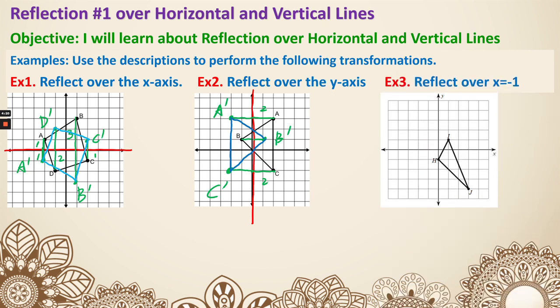Next, example 3. This time we are reflecting over the line x equals -1. Again, x equals means the line is going through the x-axis. So x equals -1 is right here. Now it's time to draw some helping lines to generate the image. H is 1 away, so extend 1 more. That is my H prime. I is 2 away, extend 2 more. So that is my I prime. J is 1, 2, 3, 4 away. Extend 1, 2, 3, 4. That is my J prime. Lastly, I just need to connect them. I prime to H prime to J prime, and J prime back to I prime. That is my example 3.